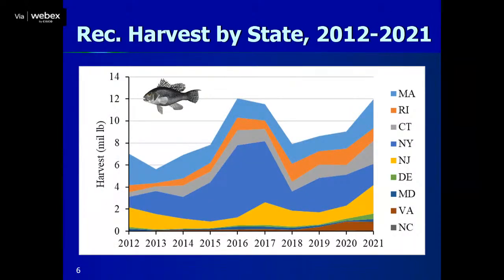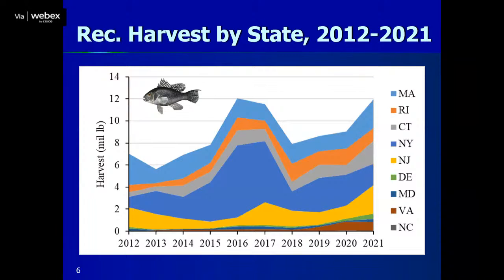This slide shows recent harvest trends through 2021, which is the most recent complete year of information. It's broken down by state, so the different colors are for the different states. If you look at the 2021 value, you can see that almost 12 million pounds of harvest occurred in 2021, which makes it the second highest estimate of harvest in the entire time series of all the MRIP data going back to 1981. The only other estimate that was a little bit higher was the 2016 estimate.